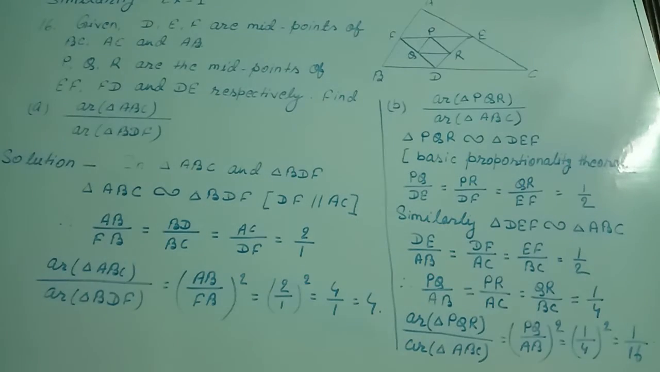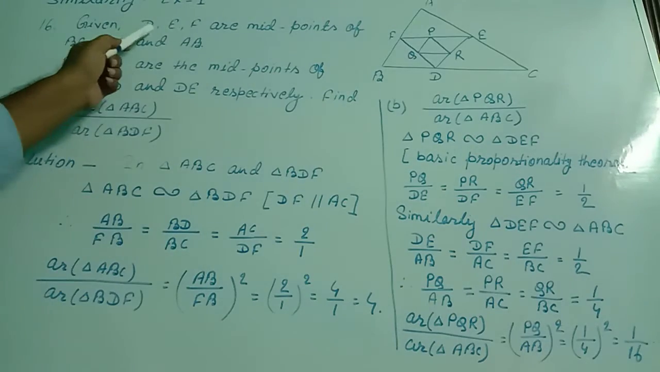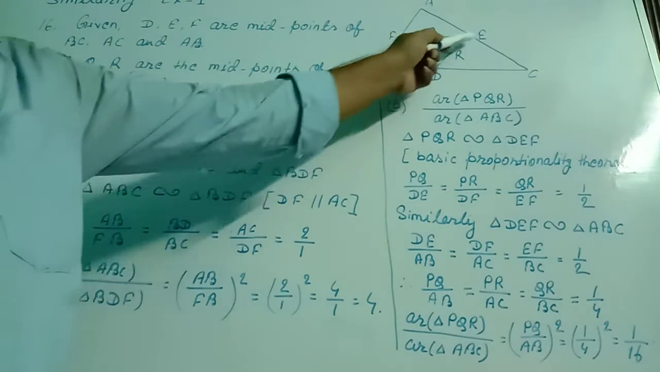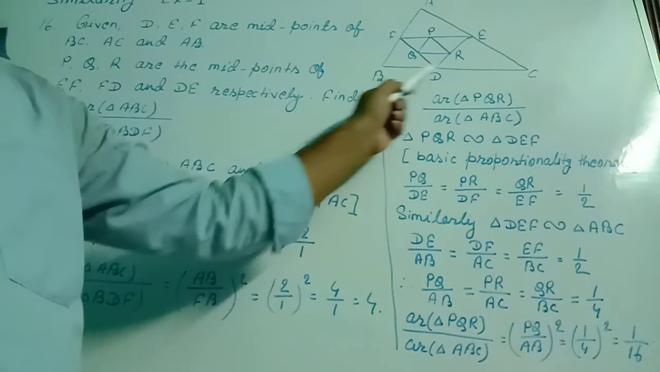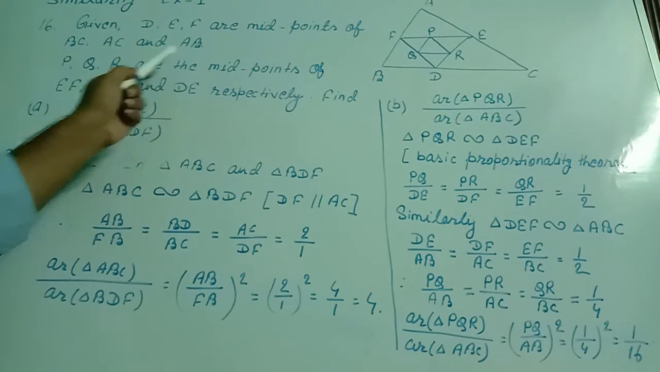In the period of mathematics, we are solving similarity exercise 1. Today we will discuss question number 16. This figure is given in which D, E, F are midpoints of BC, AC and AB respectively.